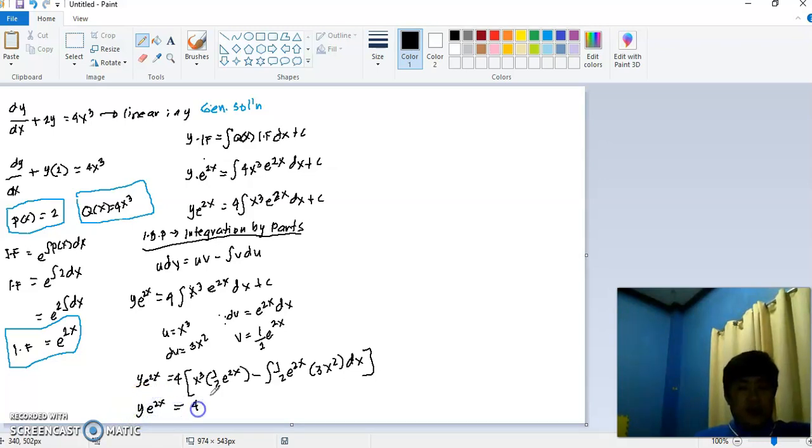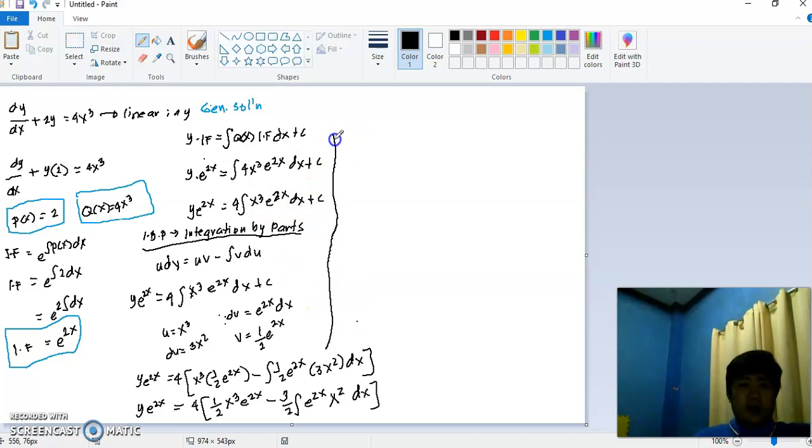y e^(2x) equals 4 times 1/2 x cubed e^(2x), minus 1/2 integral of, that is 3/2, sorry, that is 3/2 integral of e^(2x), because your 3 will be moved outside and the 1/2, that's why it's 3/2. Copy this one, x squared dx.